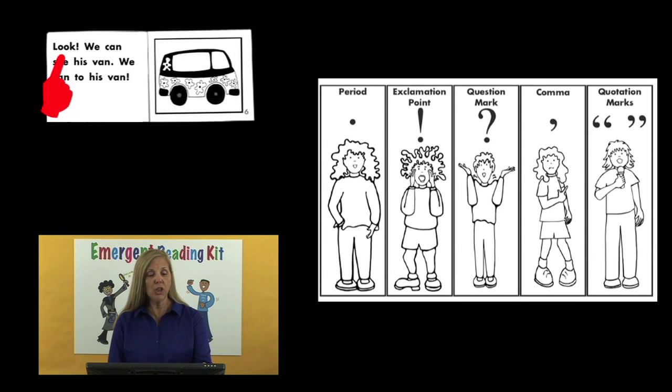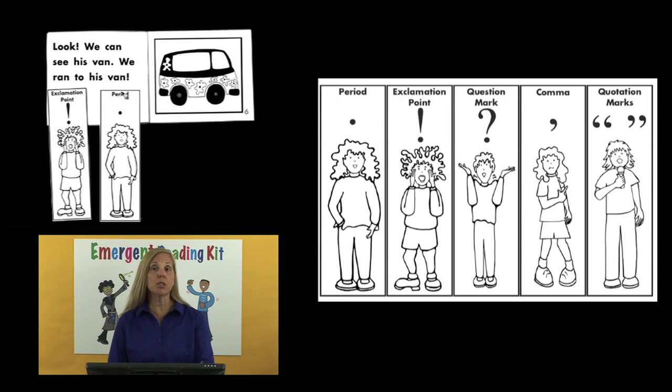For example, look, we can see his van. We ran to his van. Next, you're asking students to find the bookmarks that match the punctuation on this page. This student grabbed the exclamation point and the period bookmark. Students can just place those bookmarks on the page and practice reading. If they need added support, then have the students go to their punctuation and color code it, in this case red because it's a stop.